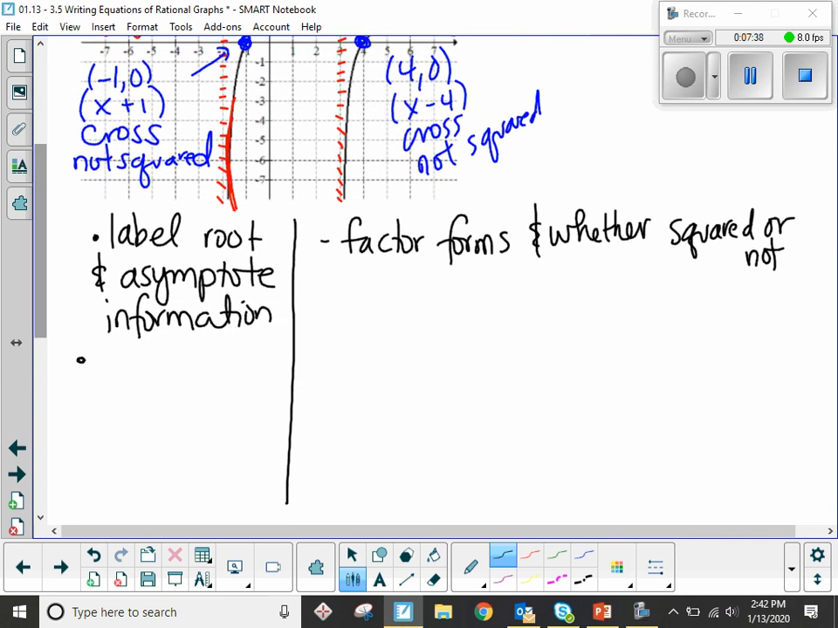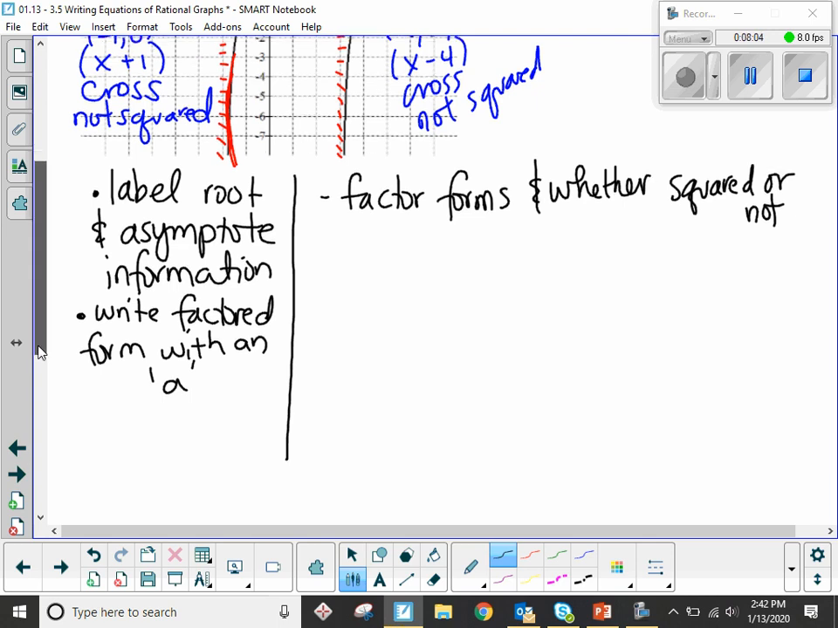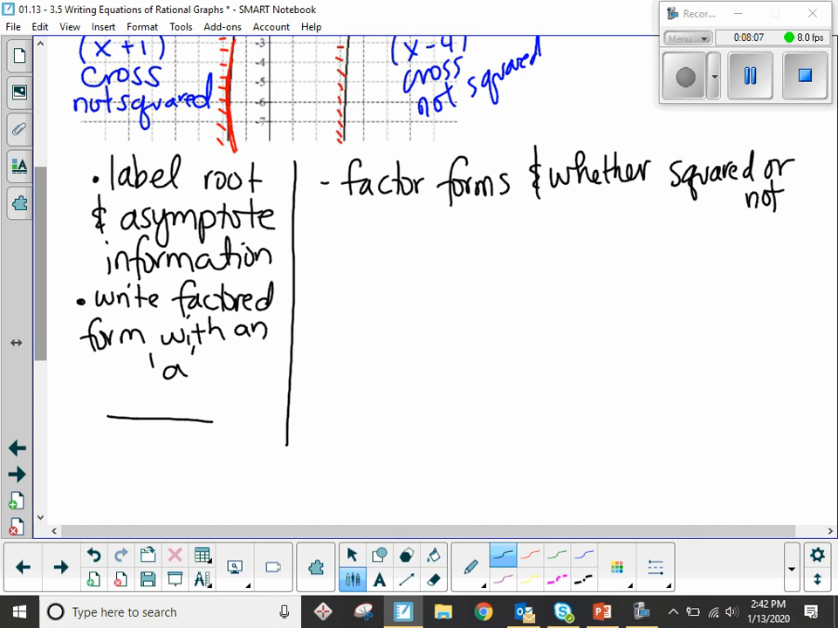We are going to write the factored form with an A. But I have to remind you about something, okay? These are rational functions, which means they're in fraction form. And we just found a bunch of information about roots and asymptotes, right? Which thing goes in the top? Roots. And therefore, asymptotes go on the bottom.